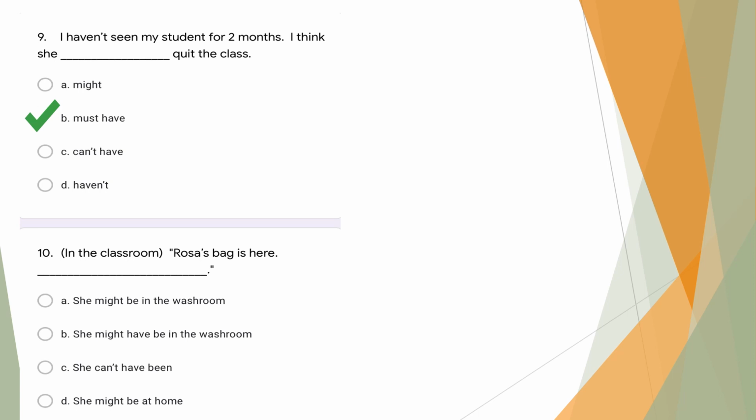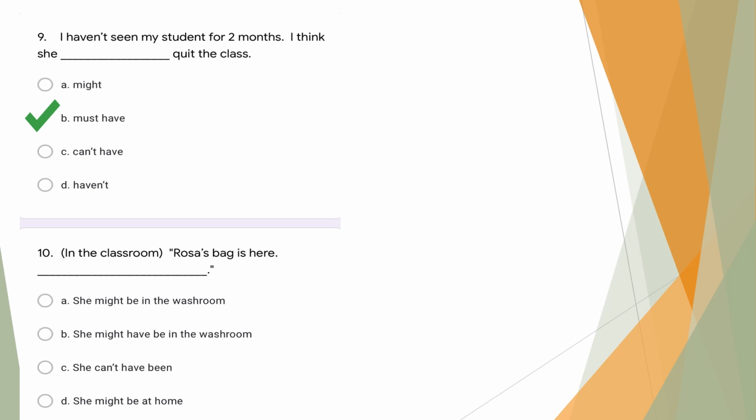Okay, number 10. Now look at the brackets, the parentheses. Number 10. We are in the classroom. Rosa's bag is here. So Rosa is a student's name. Rosa's bag is here, but she is not. So where would I think she is? A, she might be in the washroom. B, she might have be in the washroom. That's wrong grammar. C, she can't have been. Well, that doesn't make sense. And then D, she might be at home.